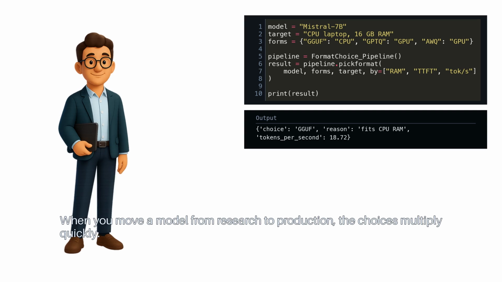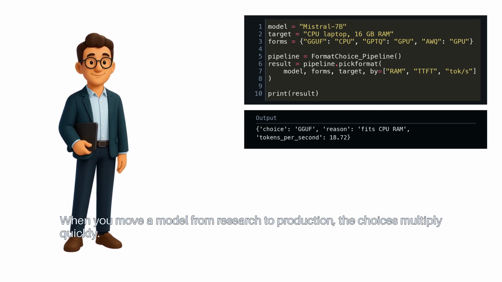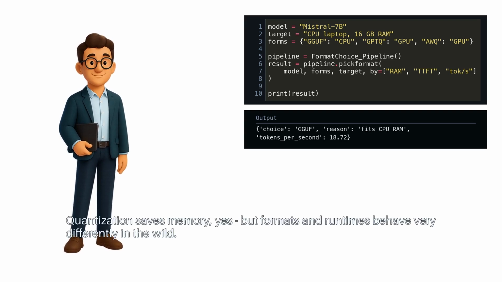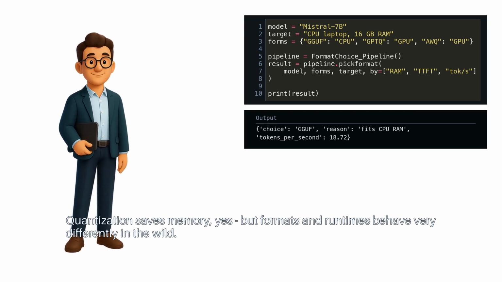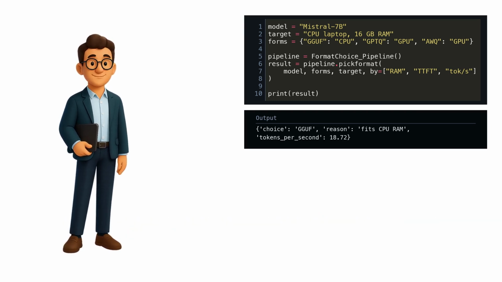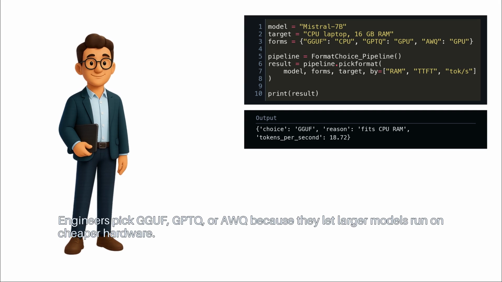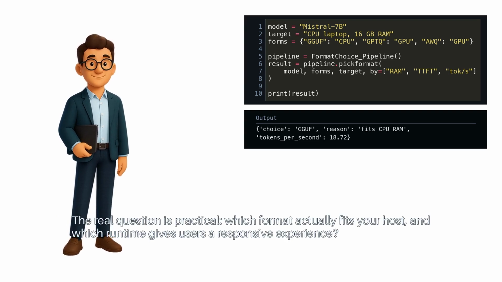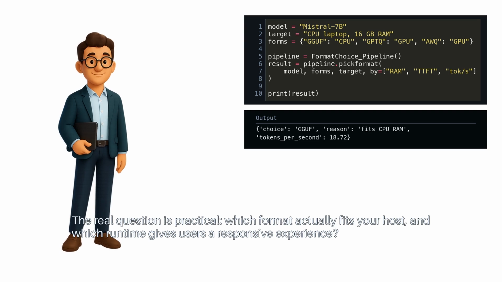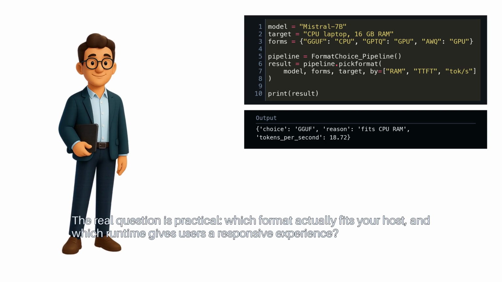When you move a model from research to production, the choices multiply quickly. Quantization saves memory. Yes, but formats and runtimes behave very differently in the wild. Engineers pick GGUF, GPTQ, or AWQ because they let larger models run on cheaper hardware. The real question is practical. Which format actually fits your host? And which runtime gives users a responsive experience?